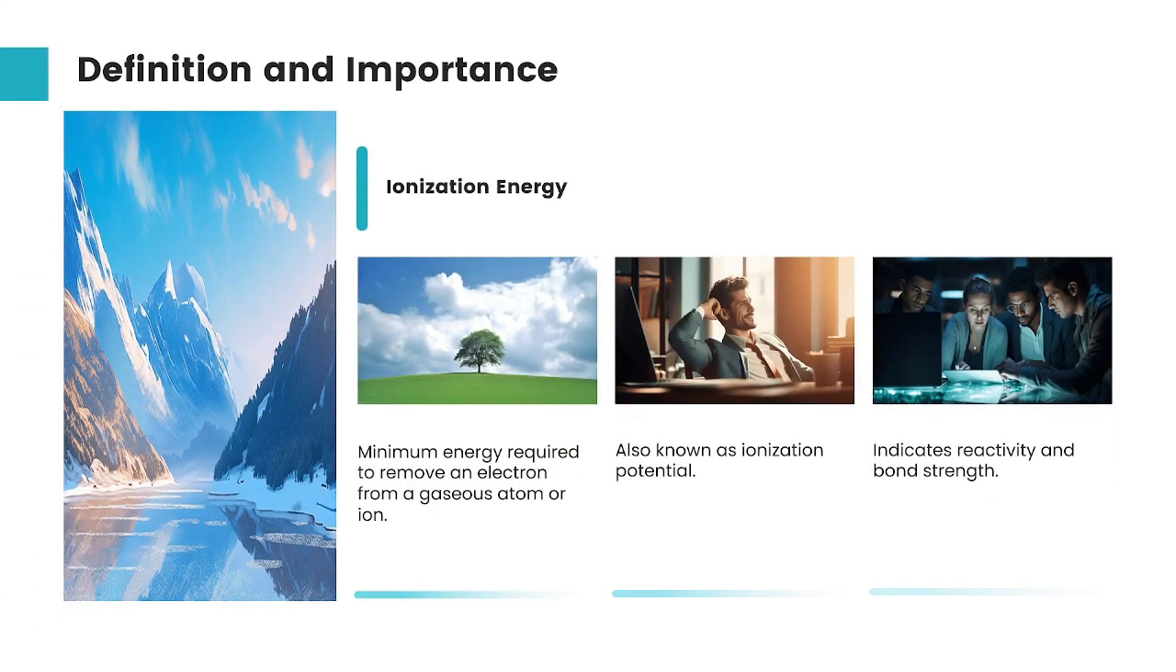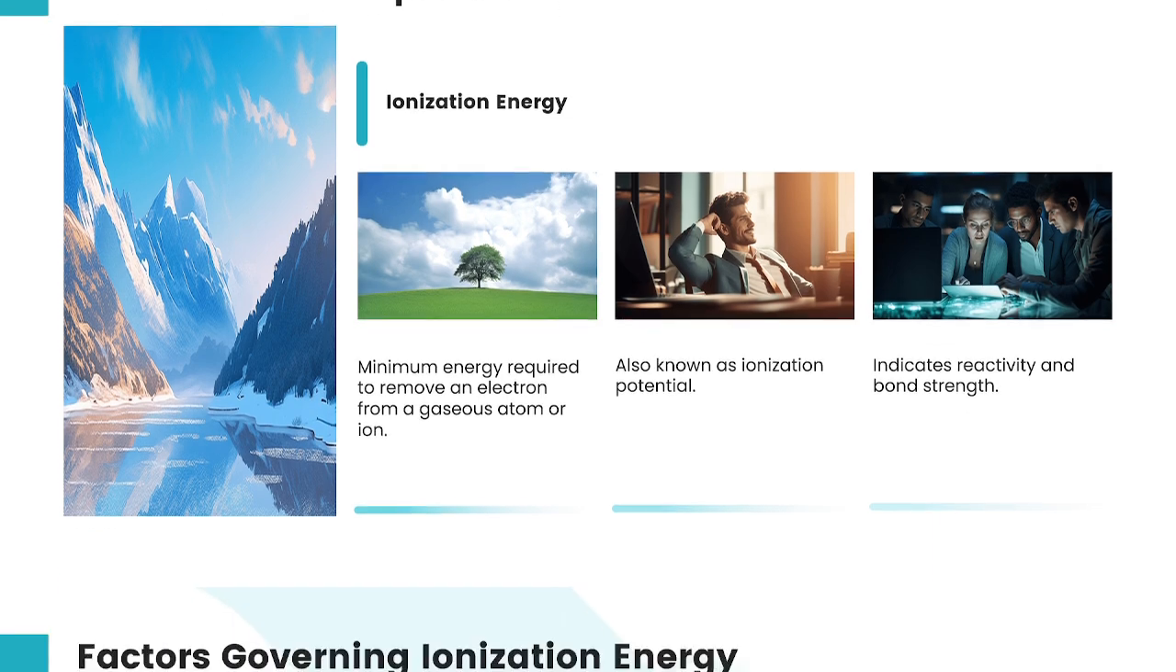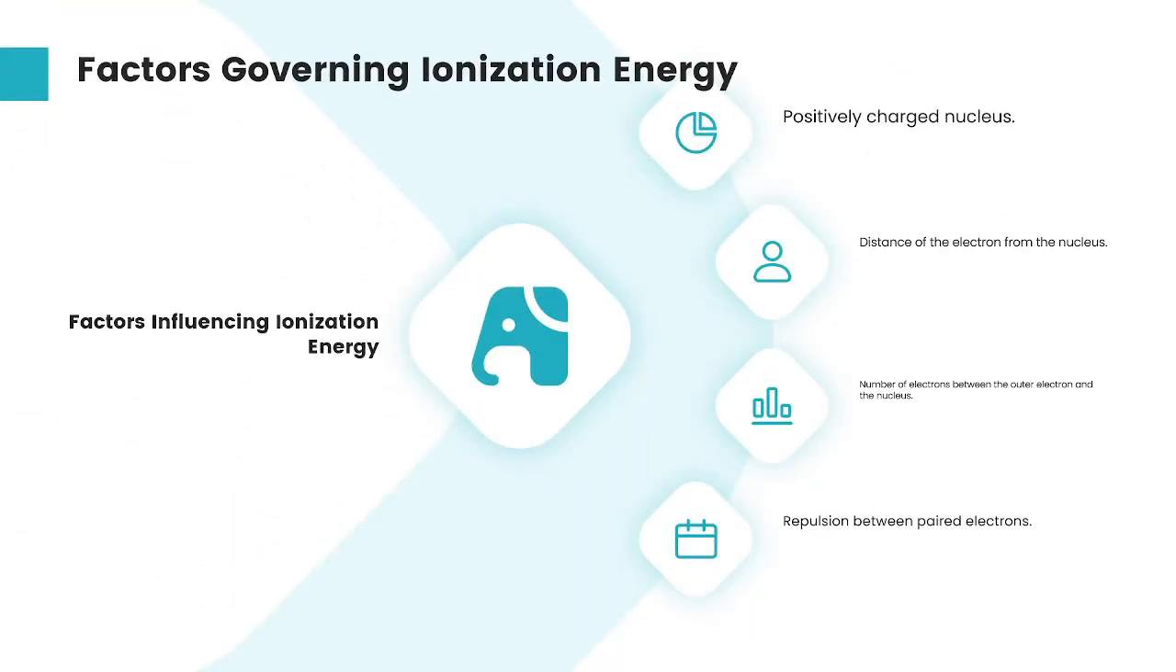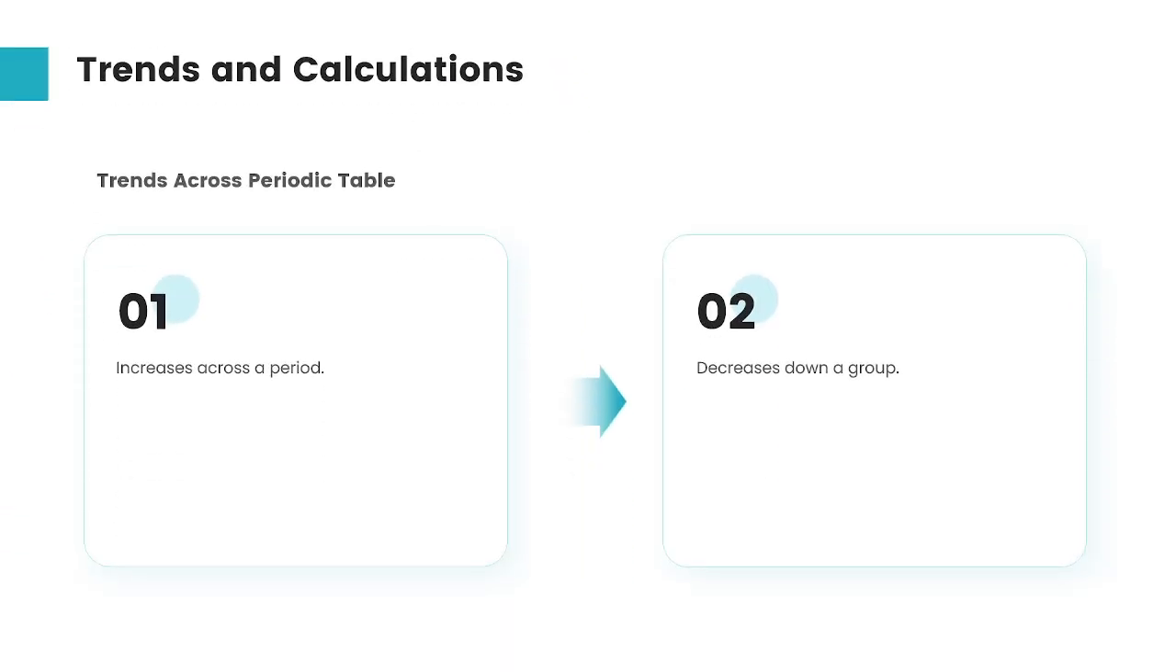Ionization energy. Ionization energy is the minimum energy required to remove an electron from a gaseous atom or ion, also known as ionization potential. It indicates the reactivity and bond strength. Factors governing ionization energy are the positively charged nucleus, distance of the electron from the nucleus, number of electrons between the outer electron and the nucleus, and repulsion between paired electrons. Trend across the periodic table: it increases across a period and decreases down a group.